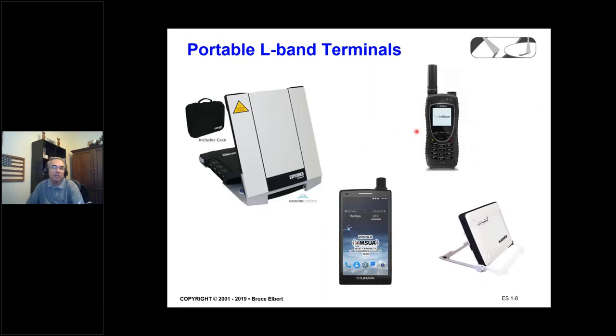There are also handheld and portable terminals. Now, these are not broadband terminals. These are up to medium data rate, up to 500 kilobit per second type of terminals used with mobile satellites. We're really not going to get into the design of those systems. It's a very different environment and very different type of operation, but I mention it in passing.